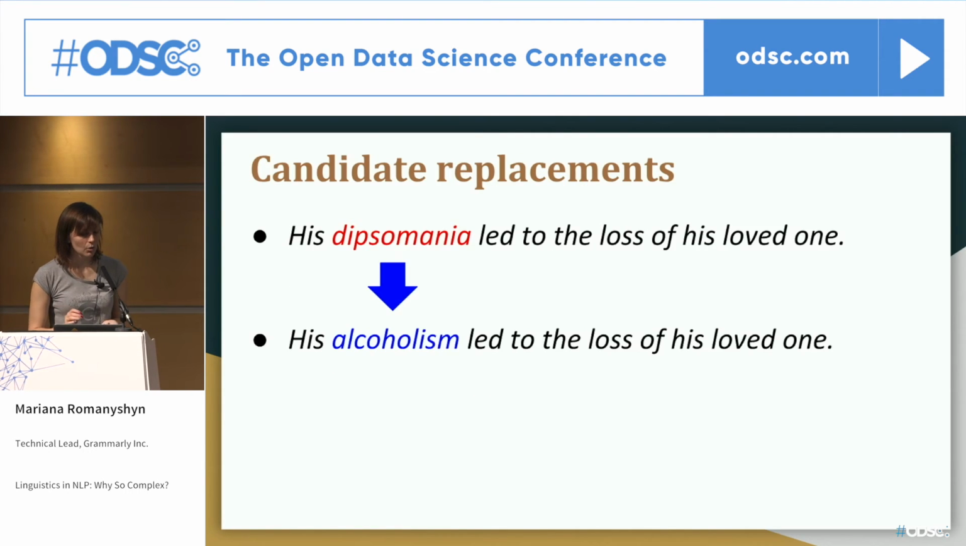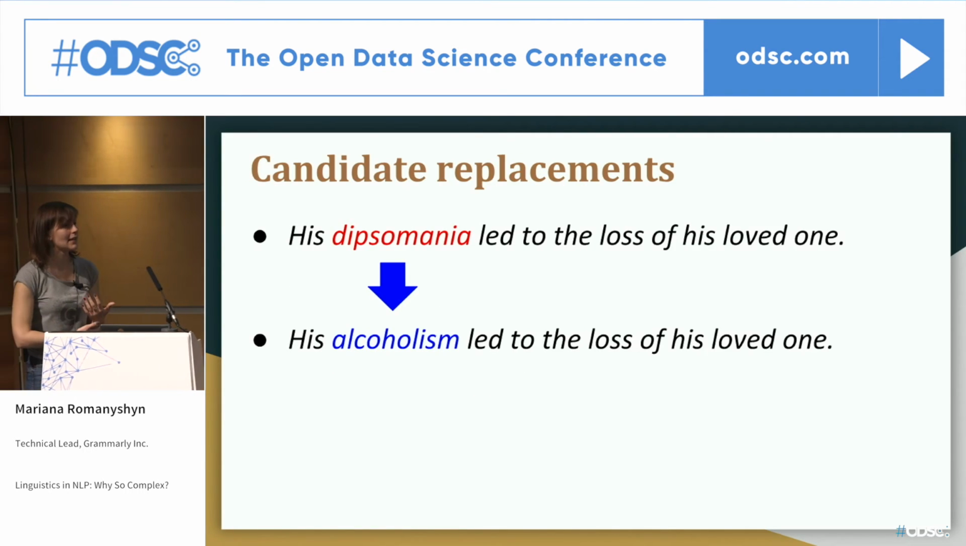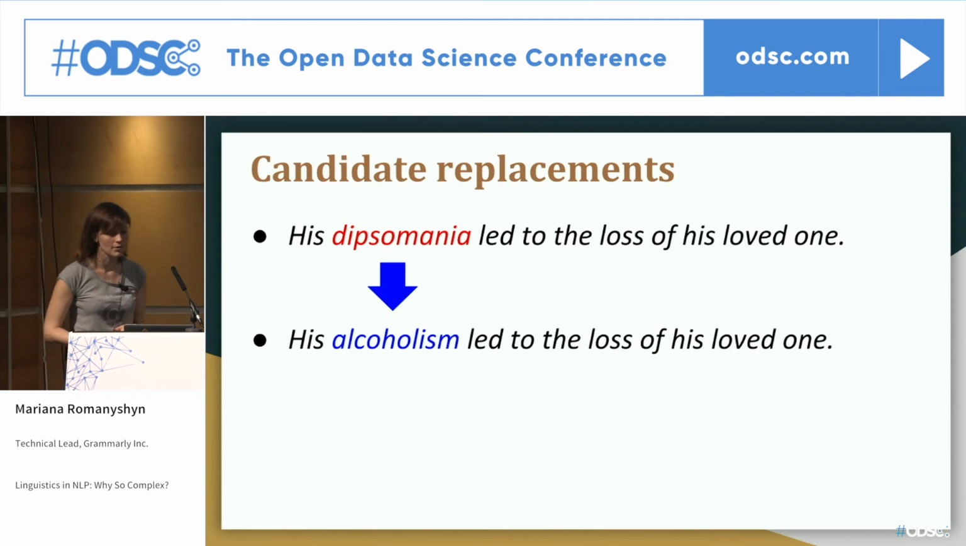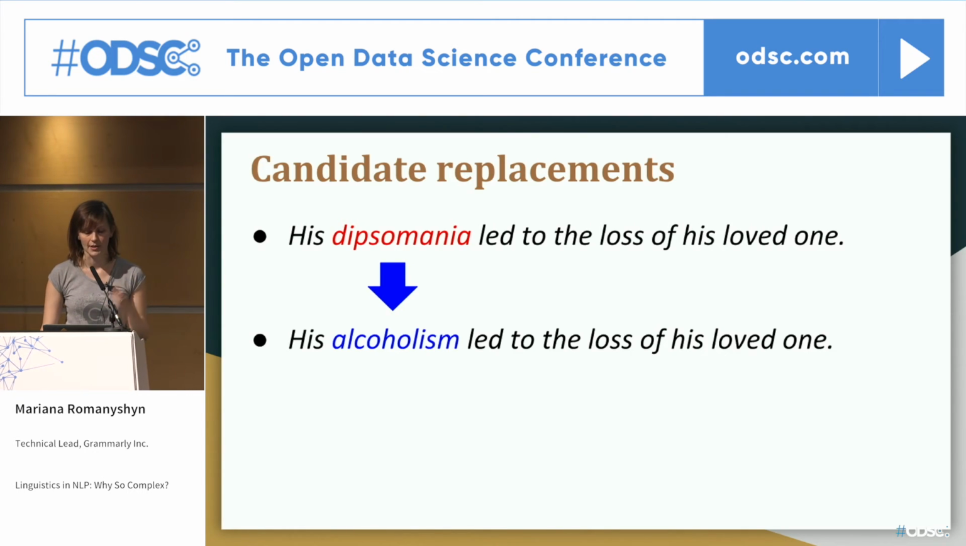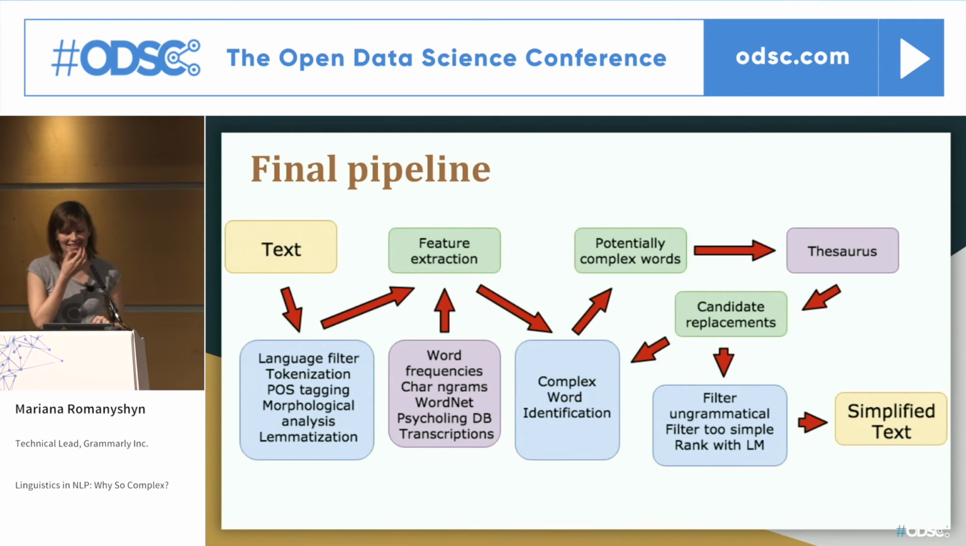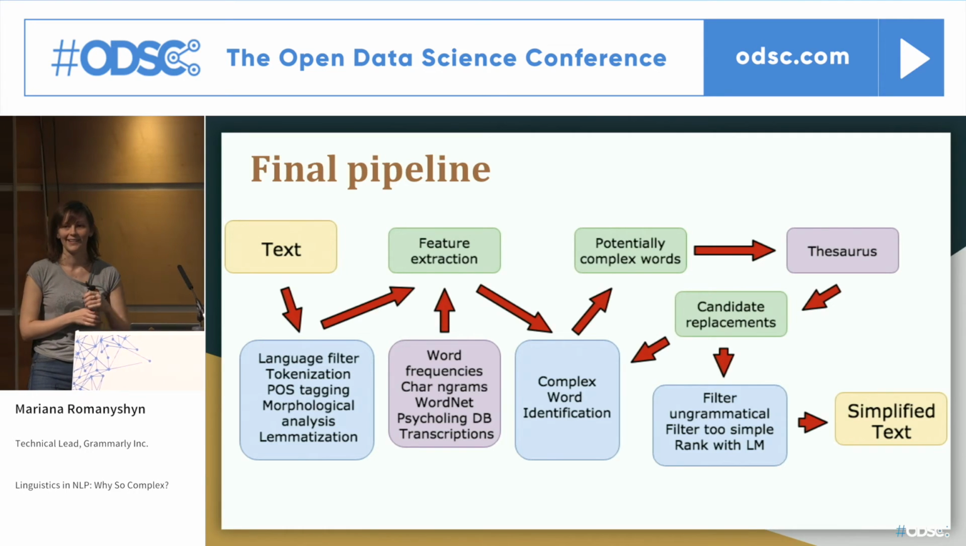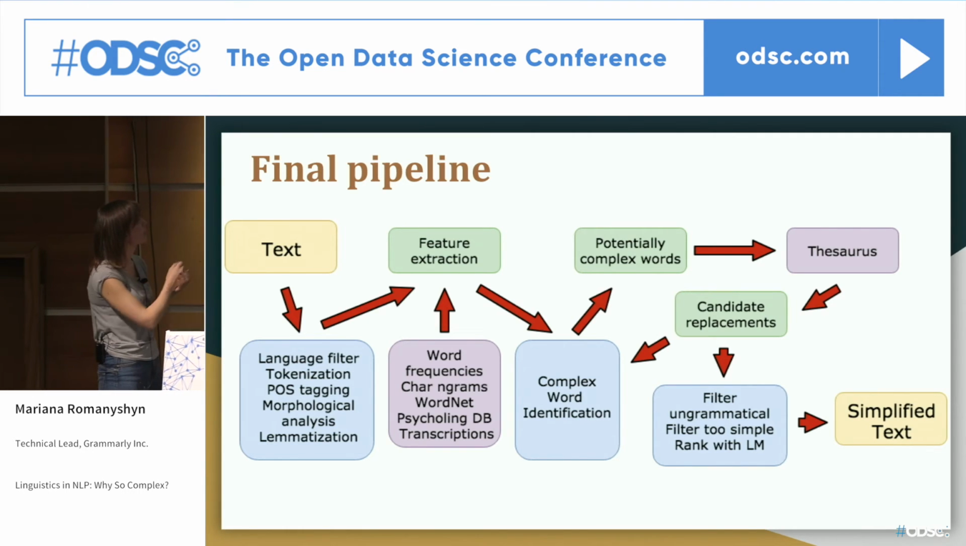All right, and now we could re-rank all of our candidates and suggest the most fitting candidate to simplify this particular word in this particular text. Okay, let's put all the pieces together, right? This is a little bit different from what I showed at the beginning.